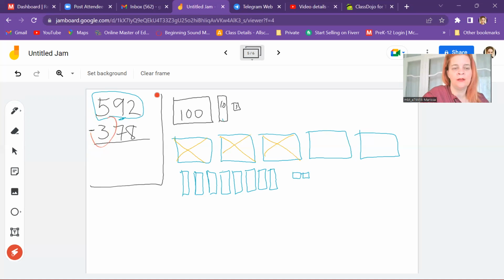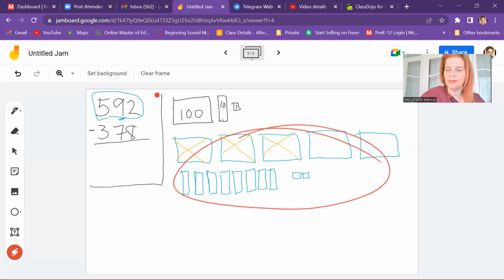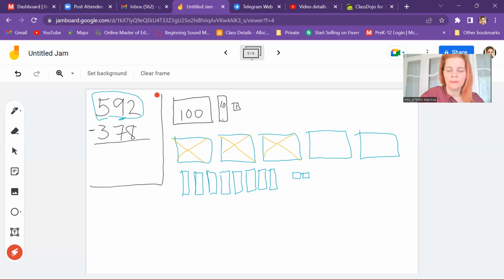3 is done. Now we have to take away 7 tens. Are there 7 tens somewhere here? Yeah, there's 10s right here, right? So we're going to take 7 tens away. Let's use our marker here again, and let's take 7 tens. 1, 2, 3, 4, 5, 6, 7.